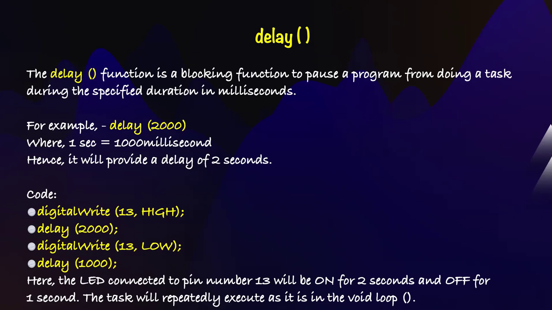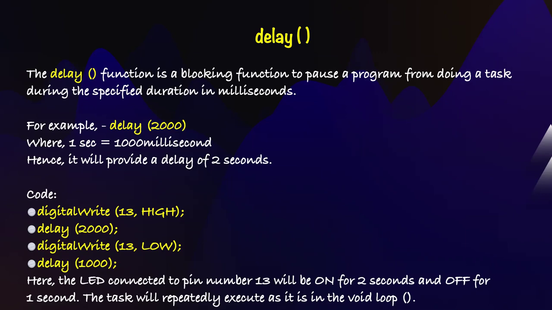So the code is, if you write digitalWrite 13 HIGH, this line sets the 13th pin, that is the LED, to be high, to be on. Then we are delaying it, delay 2000. That means for 2 seconds, it will stay on. After that, if we write digitalWrite 13 LOW, it will switch off the LED, that is the 13th inbuilt pin. Again, delay 1000. That means for 1 second, it will be switched off. Now you can continue this.